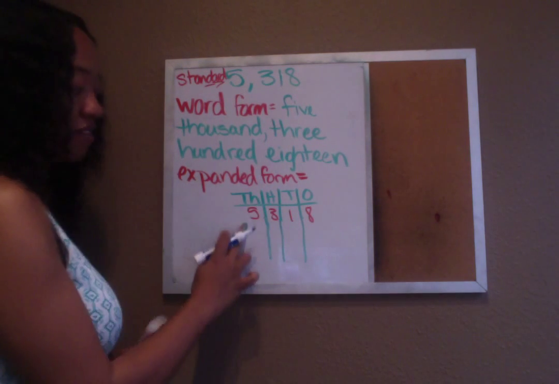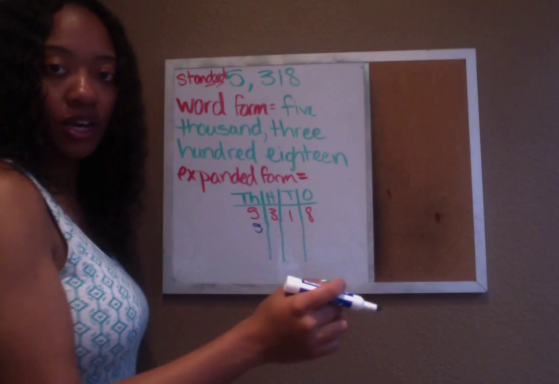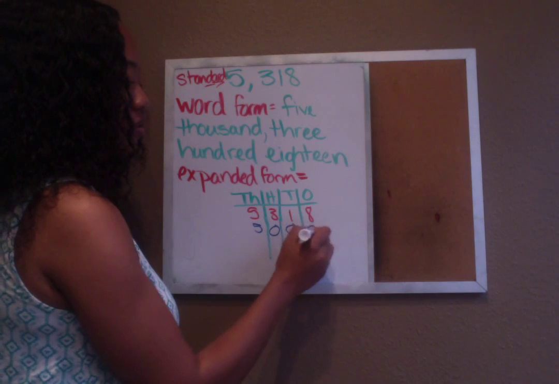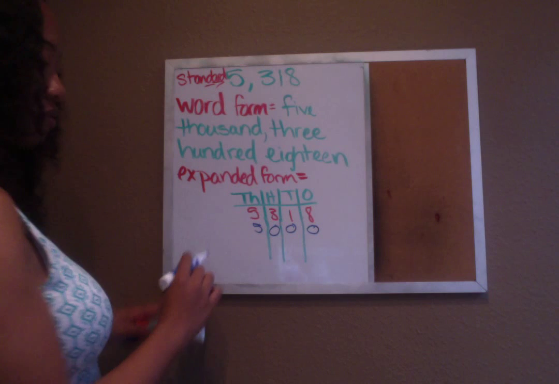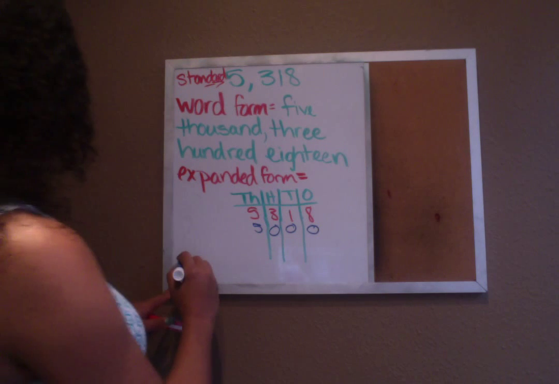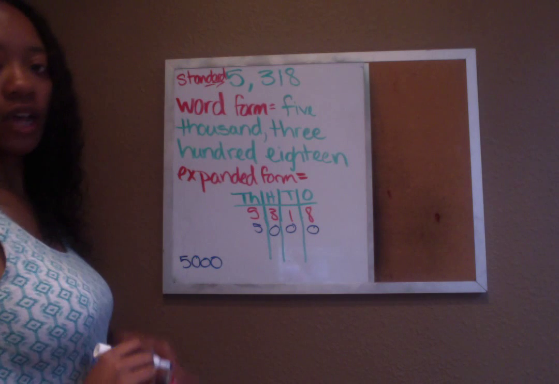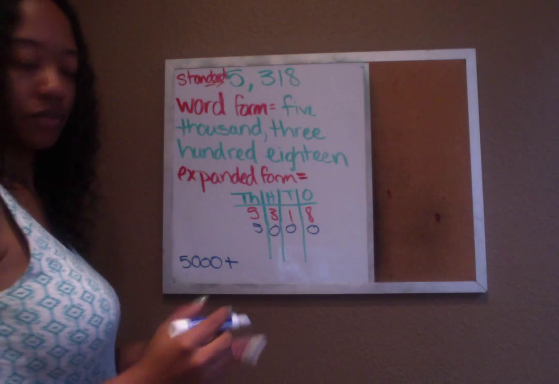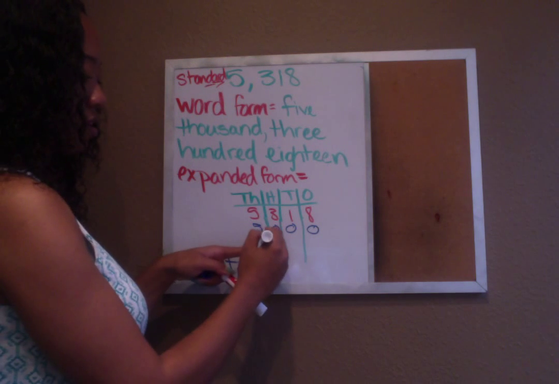So I'm starting with my 5. I'm going to put my 5 down here again. Everything else becomes a 0. That's the first number I'm going to write in expanded form. 5,000. After you write 5,000, you're going to put a plus sign. You go on to the next number. We're done with the 5.